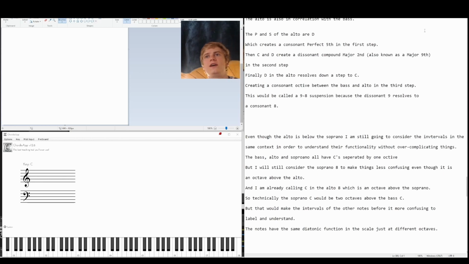Okay, so the P and the S of the alto are also D, which creates a consonant perfect 5th in the first step. Then C and D create a dissonant compound major 2nd, also known as a major 9th, in the second step. Then finally, D in the alto resolves down a step to C, creating a consonant octave between the bass and the alto in the third step. So this would be called a 9/8 suspension because of the dissonant 9 resolving to the consonant 8.